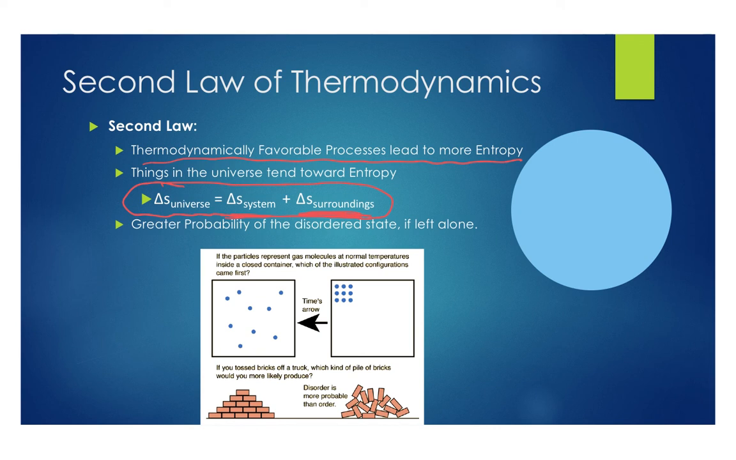We know that as something happens, there is a greater probability of the disordered state if it's left alone. But we've added this little piece in here now, and this is going to be important to us as we move through our discussion today of free energy. We'll get there in a second. The takeaway is that the delta S of the universe tends to increase, and thermodynamically favorable processes contribute to that. So if we have a thermodynamically favorable process, delta S of the universe is going to increase.